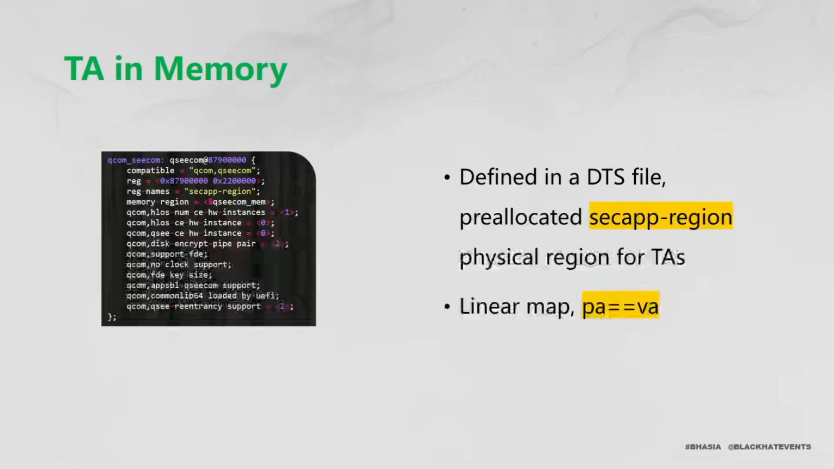So the first question, how is the TA allocated in memory? Actually, the memory range pre-allocated for TAs is defined in the DTS file, and it's called the SIG-app region, which has a limited physical memory and limited range. Also, the TA will use a linear map, which means that its physical address is equal to its virtual address.